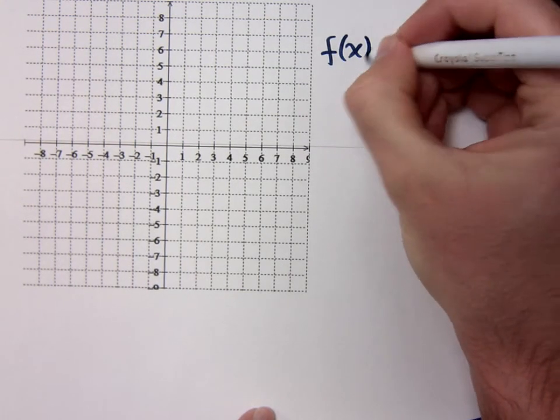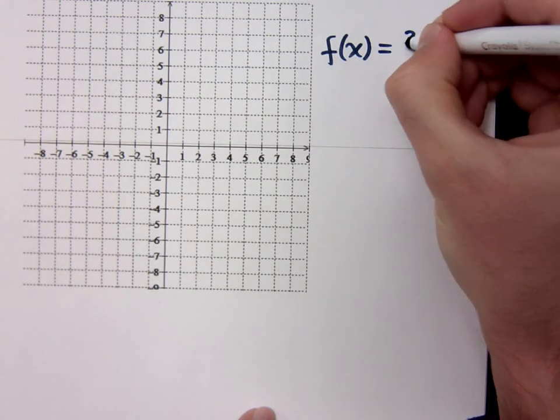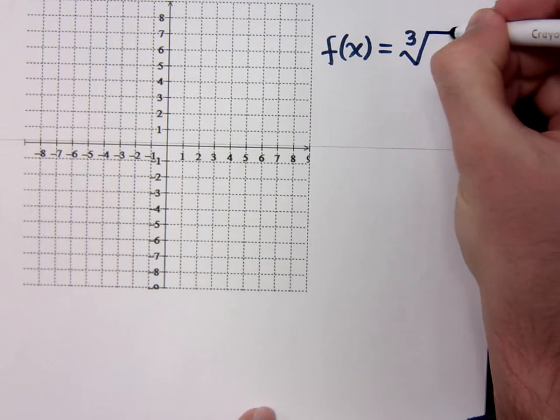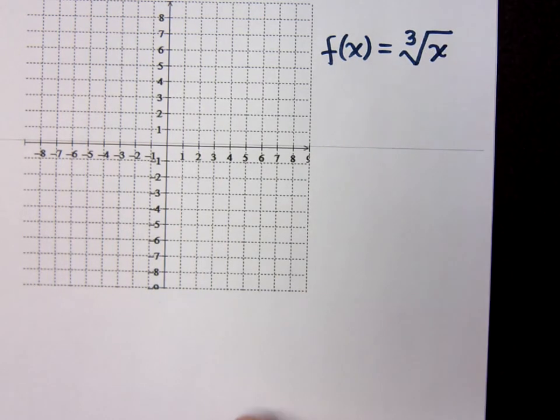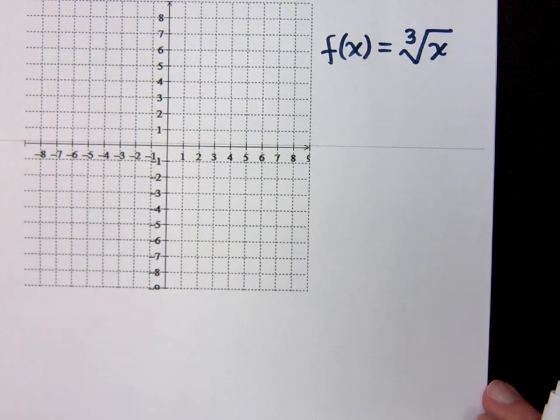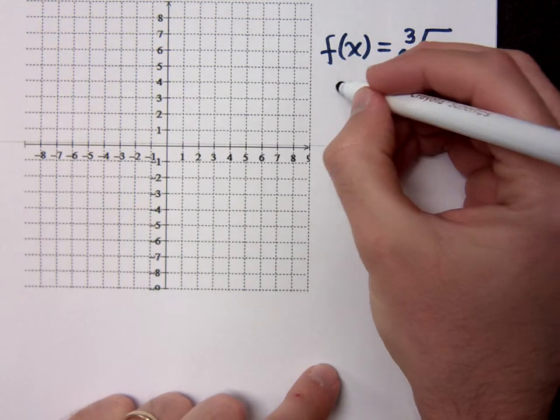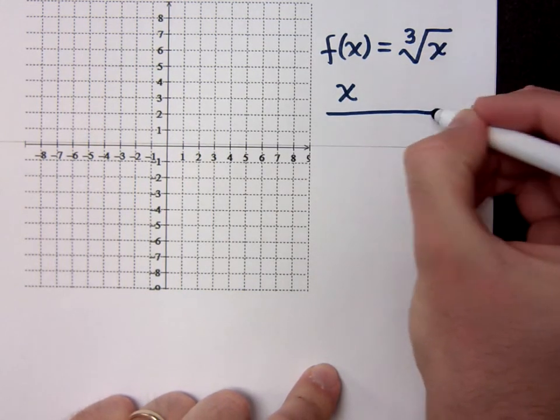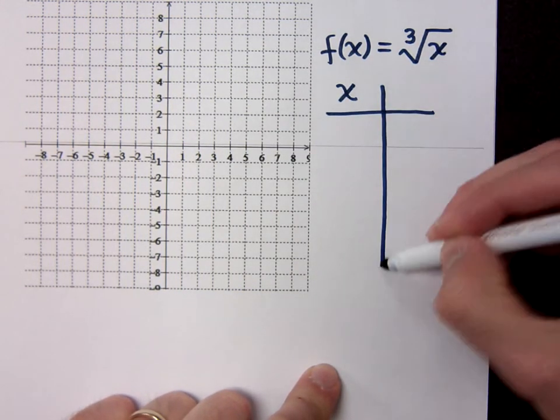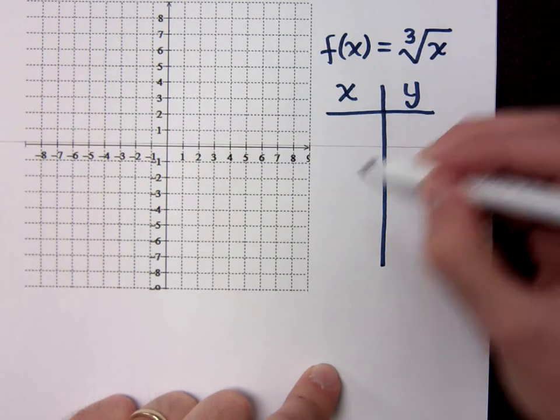Let's take a look at another main function that we're going to see. The cube root of x. Does this guy have a limited domain? No. Since it's a cube root, you can plug negative numbers into this guy, right? So that means whenever I make my t-table of values, you can plug in all kinds of good stuff.